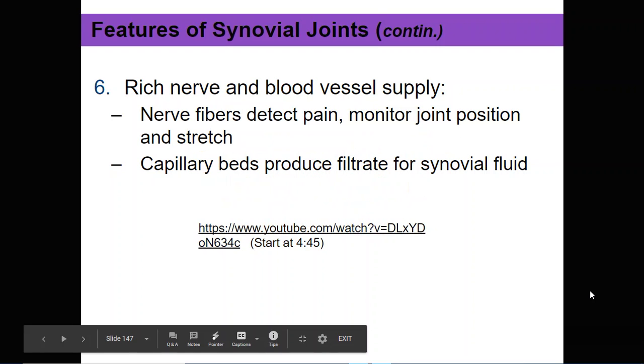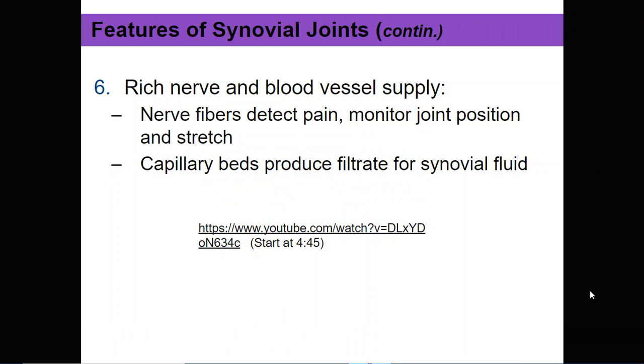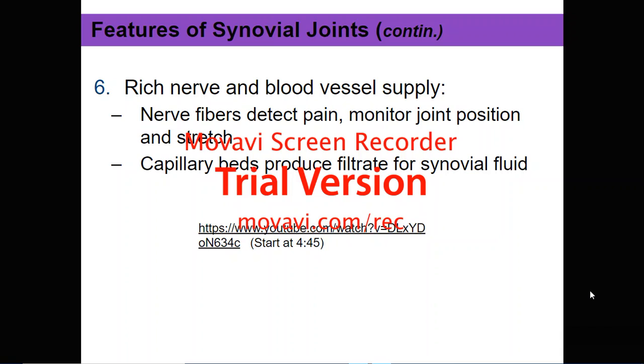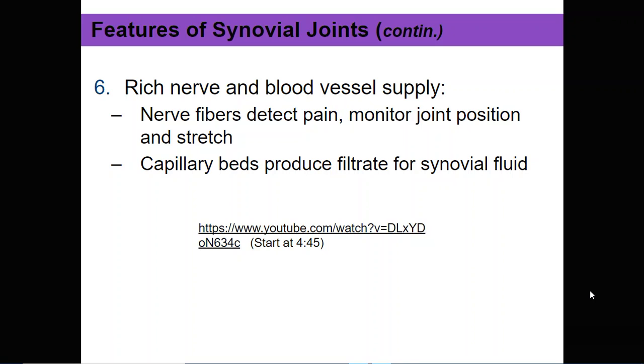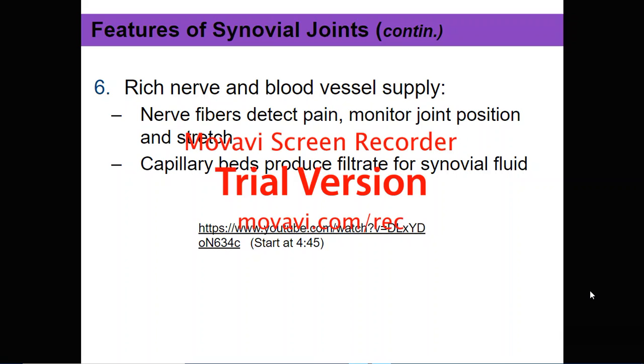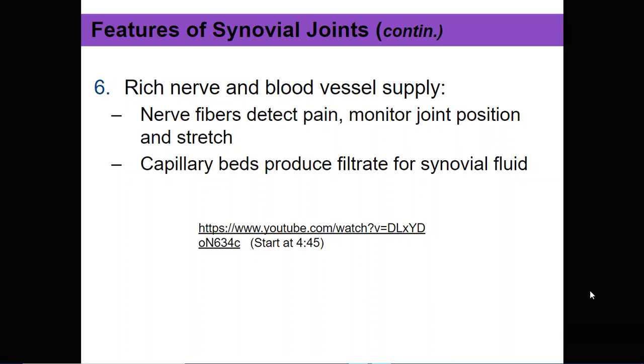The last feature of synovial joints are nerve and blood vessel supply. Synovial joints are richly supplied with sensory nerve fibers that innervate the capsule. Some of these fibers detect pain, but most monitor your position and stretch. So that's going to be important for maintaining our posture and body movements. And synovial joints are also richly supplied with blood vessels, and most of which supply the synovial membrane. And remember, the synovial membrane is responsible for making the synovial fluid.